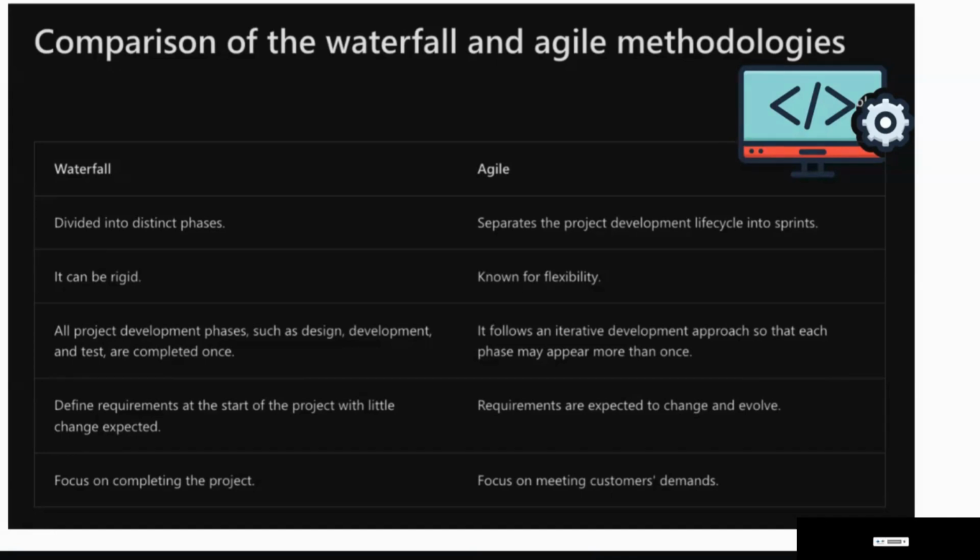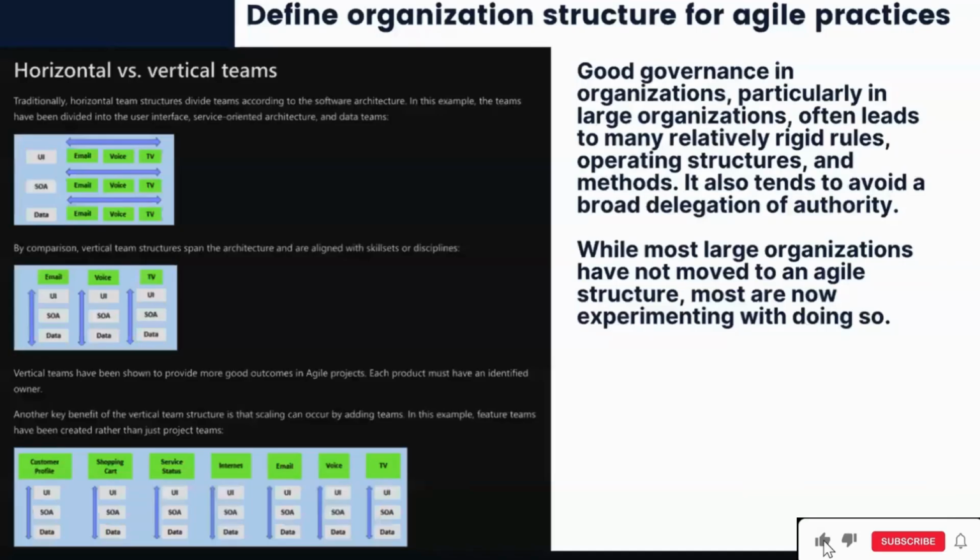Waterfall focuses on completing the project. Agile focuses on meeting customer demand. So whatever the customer demand, customer requirement, you have to fulfill. It's not about simply completing a project, right? So this is what we have to think about.